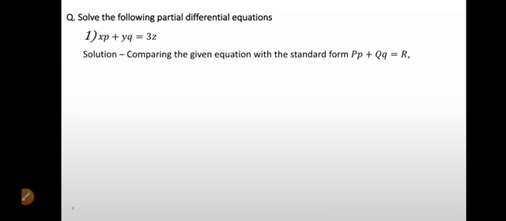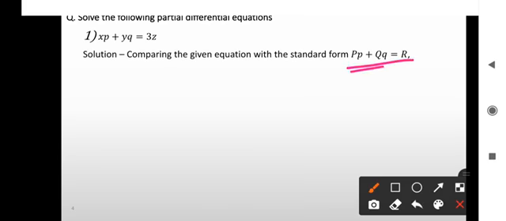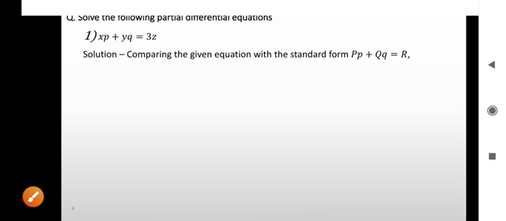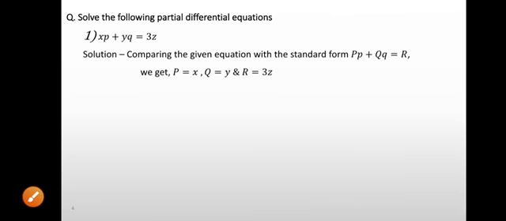Solve the following partial differential equations will be the question. First example, xp plus yq equal to 3z. Here the first step is you have to compare this equation with the standard form of Lagrange's linear equations, that is Pp plus Qq equal to R. Comparing we get capital P equal to x and capital Q equal to y. RHS R is equal to 3z.